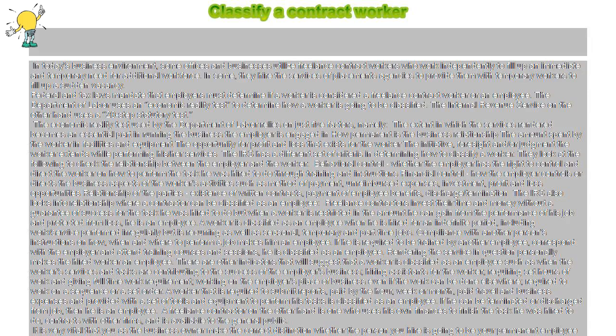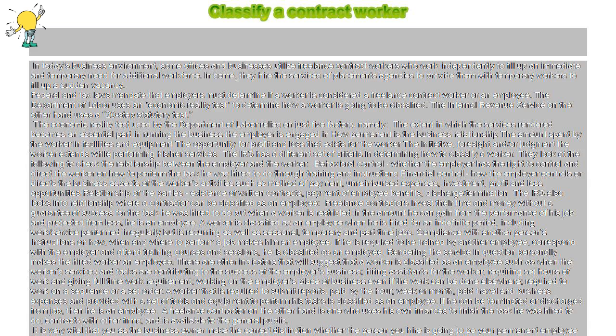Classify a contract worker. In today's business environment, some offices and businesses utilize freelance contract workers who work independently to fill up an immediate and temporary need for additional workforce. Some hire the services of placement agencies to provide them with temporary workers to fill up a sudden vacancy.